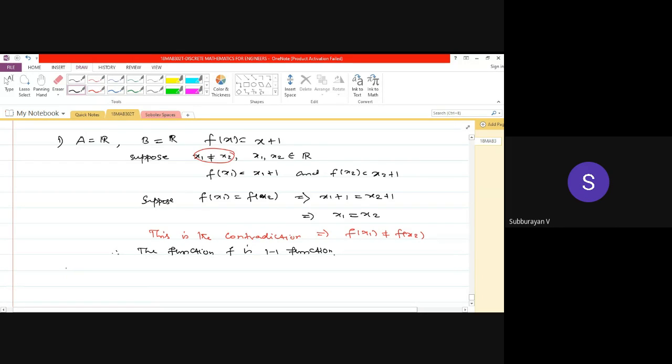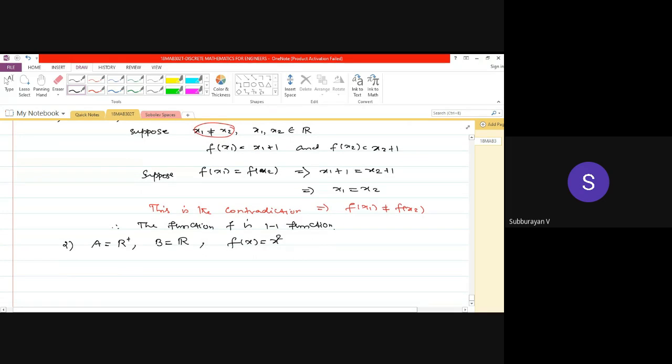Then the next one is my set A, which is equal to the set of positive real numbers, that is R plus, and B, which is equal to R. And I define f of x, which is equal to x square. Is it one-one function? Yes, sir. How? Because it will be positive, x square function.